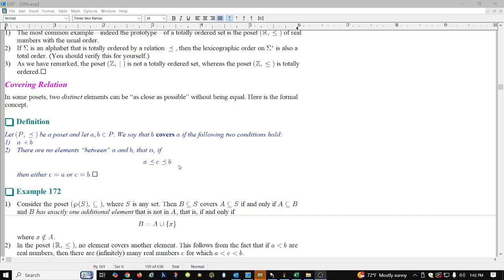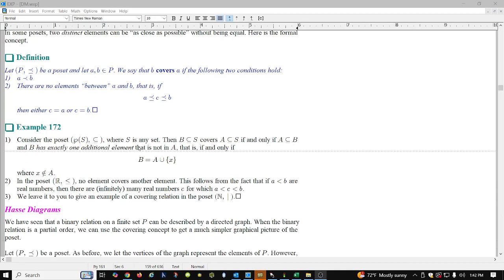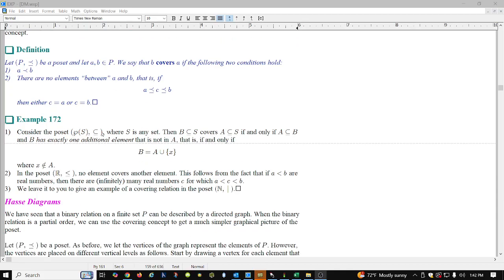So if we have this, A less than or equal to C less than or equal to B, then C is either equal to A or it's equal to B. Nothing in between. In the case of a power set under set inclusion, what does it mean for B to cover A? It means that A is a subset of B, and B will have exactly one additional element that's not in A. So B will look like this.